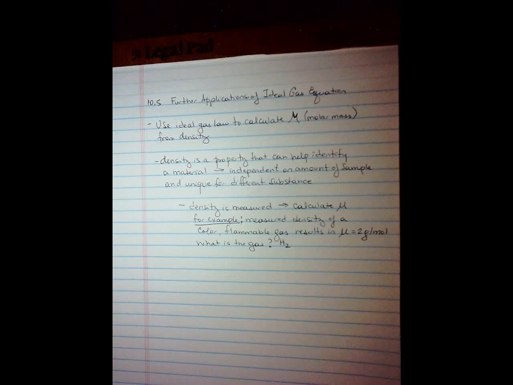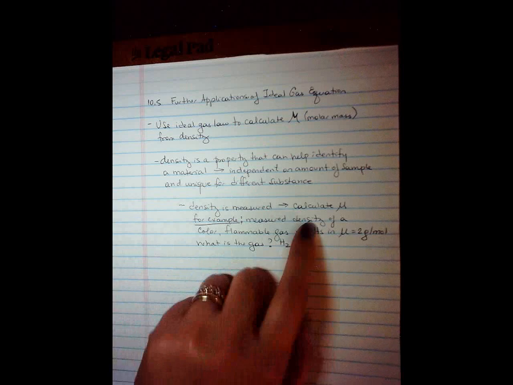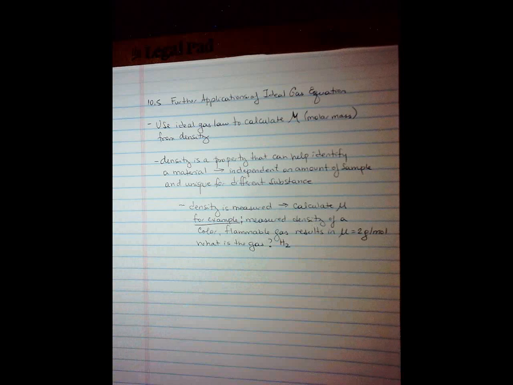Okay? So what I'm saying is I measure the density of this gas. It's an unknown. Someone just gives it to me in a vial. It happens. I can test that I can see it's colorless. I can test that it's flammable. From that density, I can calculate its molar mass. From my calculations, it tells me it's 2 grams per mole. I know what it is. I know it's hydrogen. Okay?